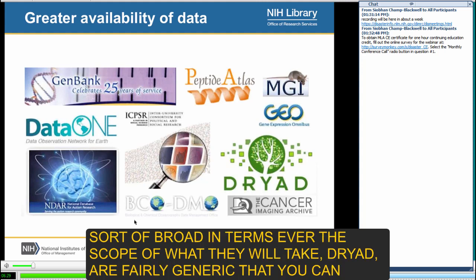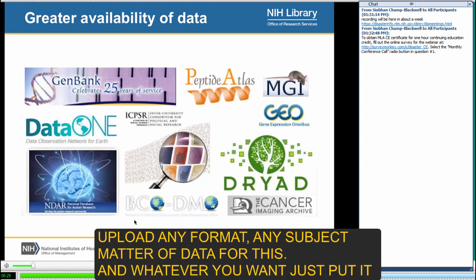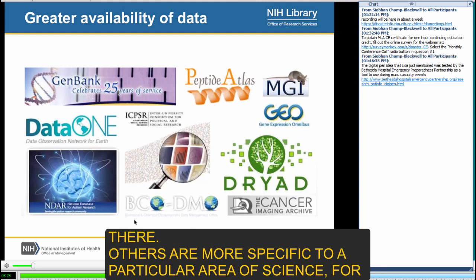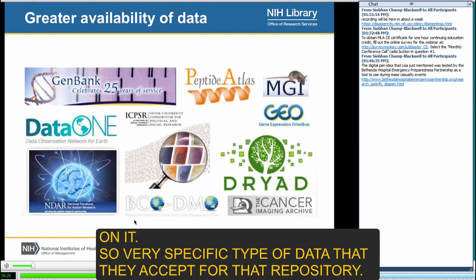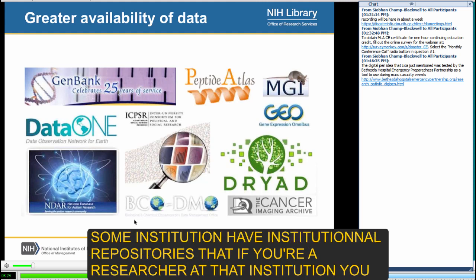Some are broad in terms of the scope of what they'll take. Dryad, for example, and Figshare, both are fairly generic repositories where you can upload pretty much any format, any subject matter of data, whatever you want, just put it there. Others are more specific to a particular area of science. For example, my favorite little logo is the mouse genome repository that has the cute little mouse on it. So a very, very specific type of data that they accept to that repository.